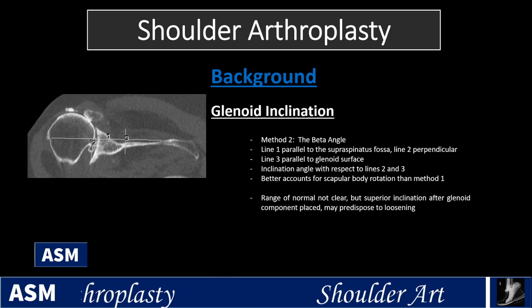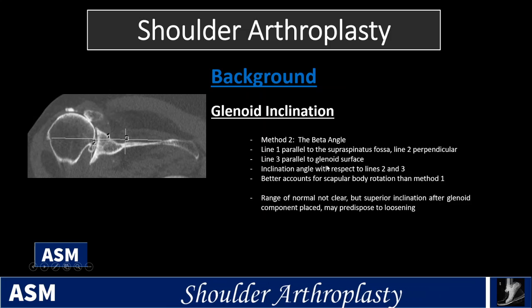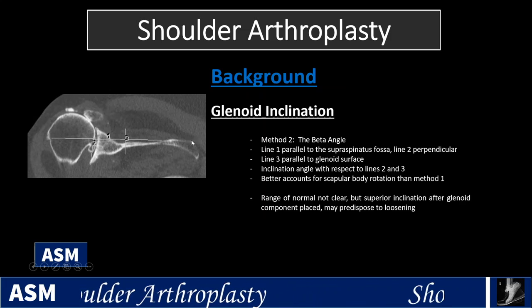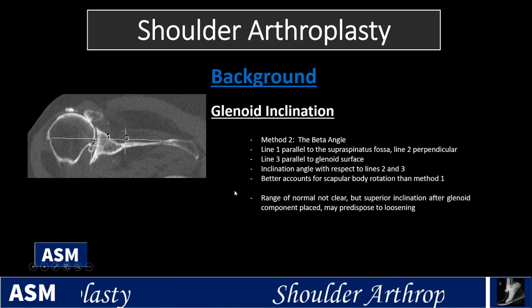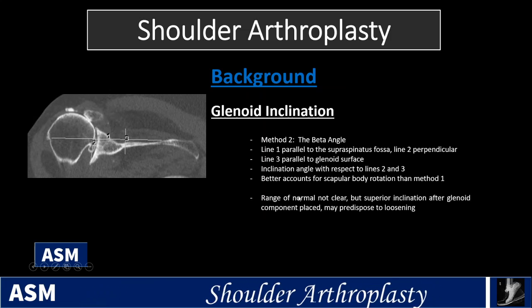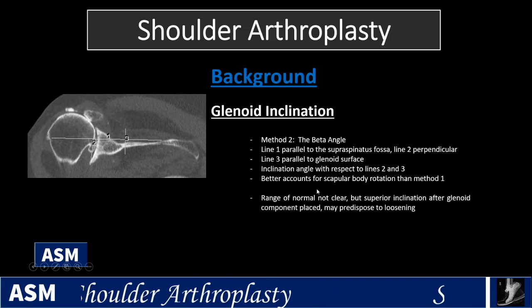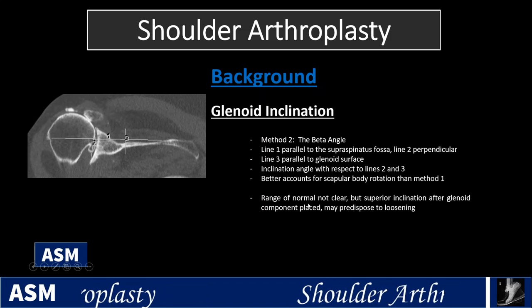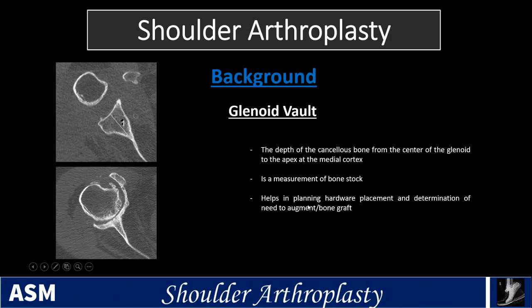Method 2, which some advocate for as being more accurate, would be the beta angle measurement. Instead of using the Friedman line, you're going to use a line parallel to the supraspinatus fossa, the perpendicular, and then the line here. Some people think it is more accurate because it better accounts for scapular body rotation than method 1 that I just mentioned. The range of normal is not really clear, but superior inclination after glenoid component placement may predispose to loosening.